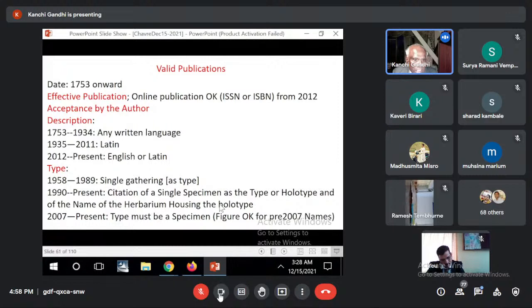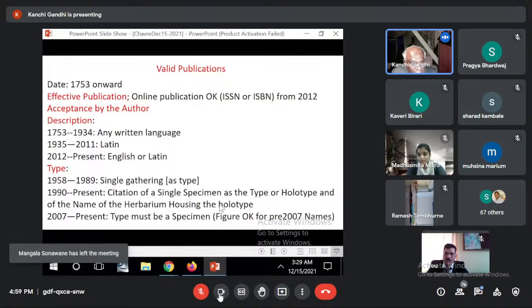Then, type citation. So, every plant name is linked to a particular specimen. But this criterion is mandated only from 1958 onward. Prior to 1958, people could have published names without citing any specimen, any collection. It was allowed. But not from 1958 onward. A single collection must be cited. And from 1990 onward, a single specimen must be cited as holotype or type, and the name of the herbarium where it is located.